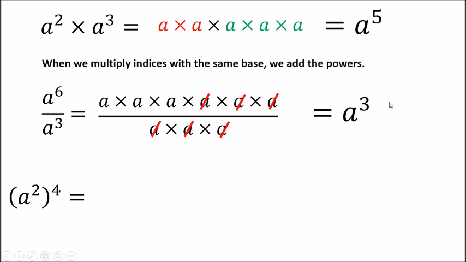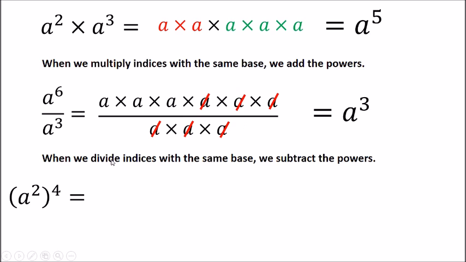So what's the quick way? Well, 6 take away 3 gives me my answer of 3. So when we divide indices with the same base, we subtract those powers.